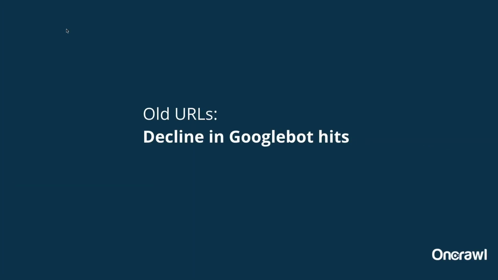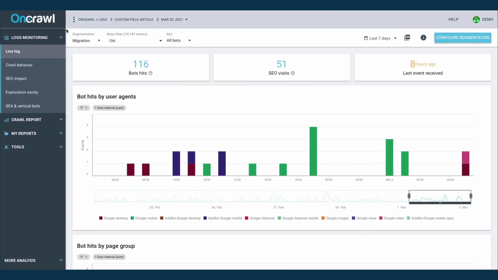The next thing we want to make sure is going on is that there is a decline in Googlebot hits. Again, we're looking at this migration segmentation and focusing only on old URLs, so it's all right if I don't see very many hits here. What I do want to see, though, is a decline in hits rather than an increase. And here it looks like I have some Google Desktop and quite a few MobileBot hits. But globally, I don't see a constant presence of Googlebot on my site, which is a good thing on my old URLs.